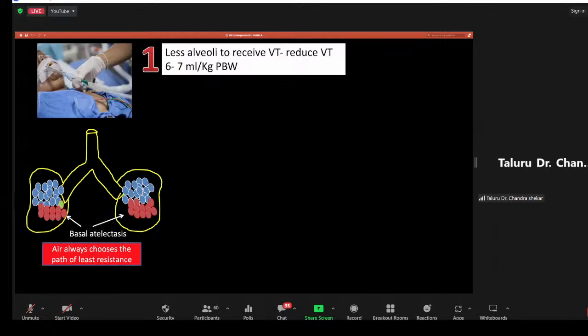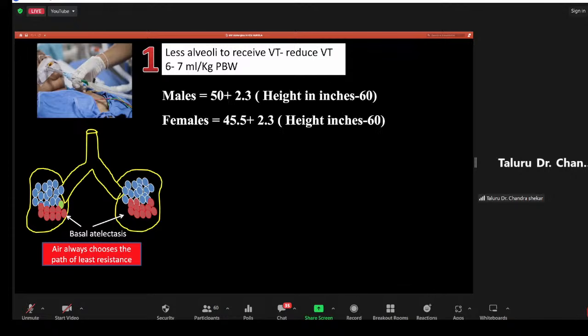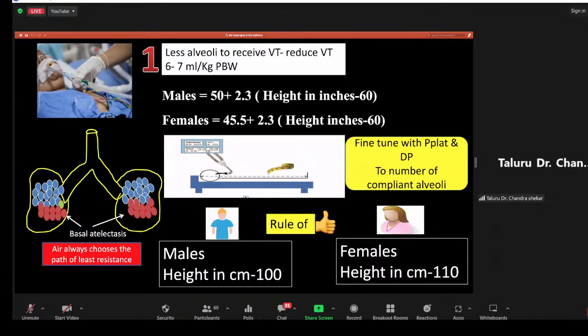6 to 7 ml of the predicted body weight. Look at the example here now. I'll give you an example also, and it is always according to the predicted body weight. Never ever guess somebody's weight. It is criminal to guess somebody's weight.